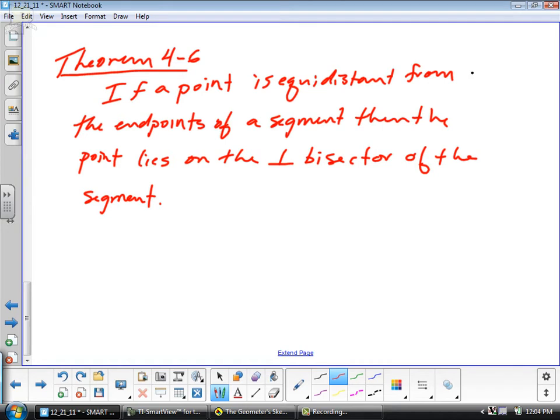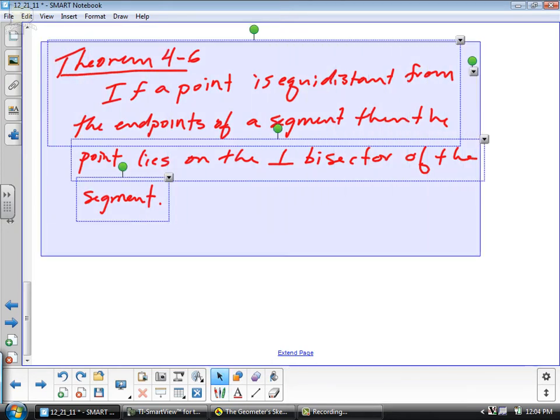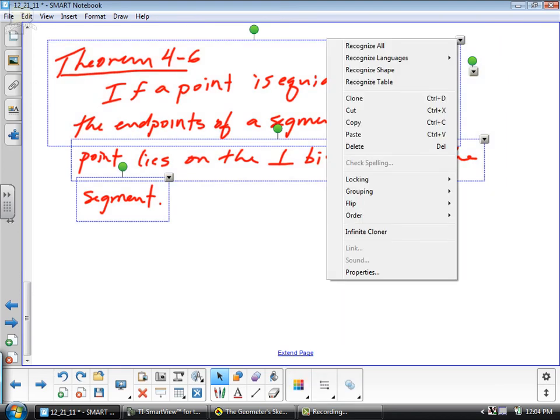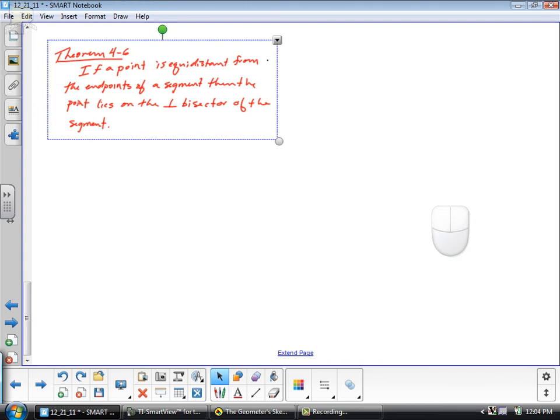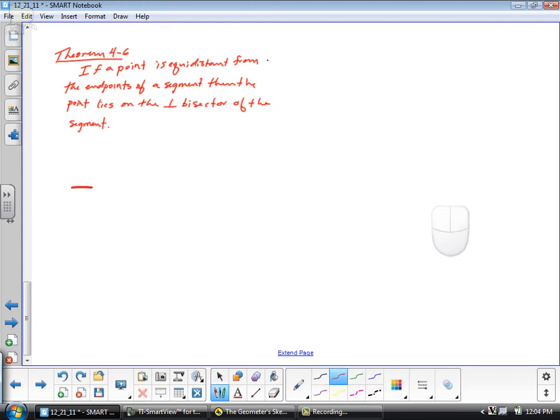What we have in this case is an isosceles triangle. We have a point that is equidistant from the endpoints of a segment. Here, our segment AB and our point P is equidistant from the endpoints. That's an isosceles triangle.